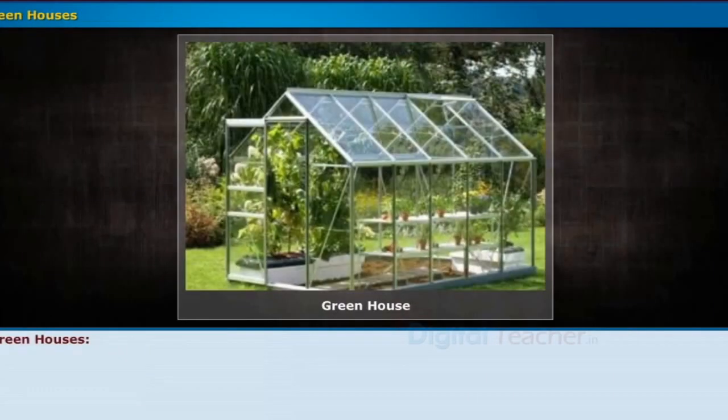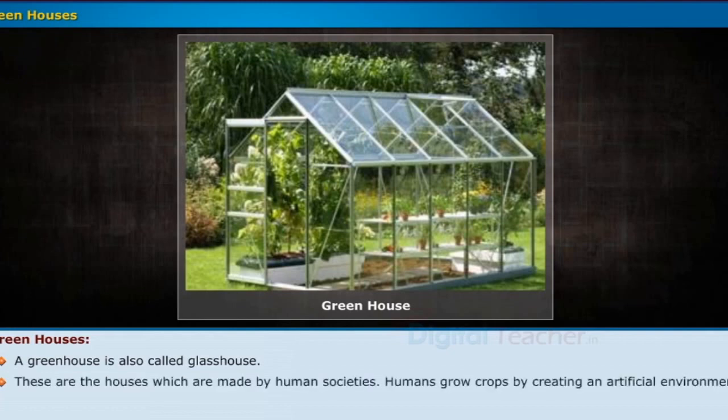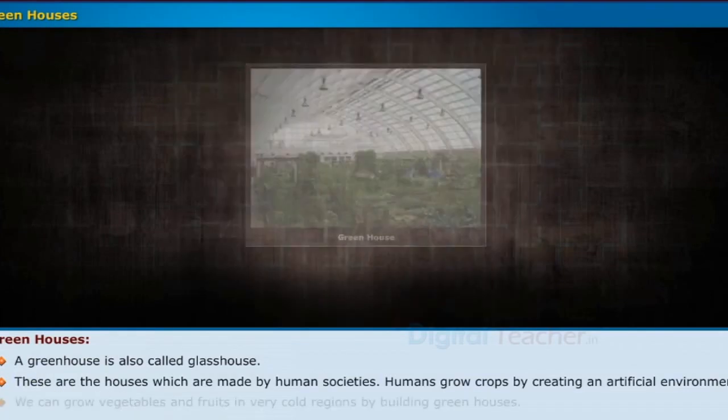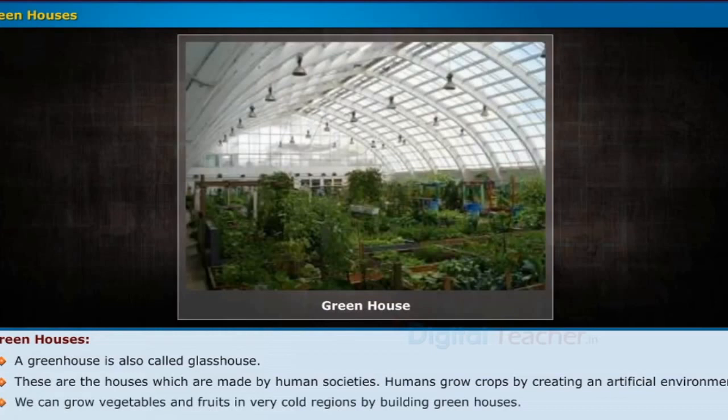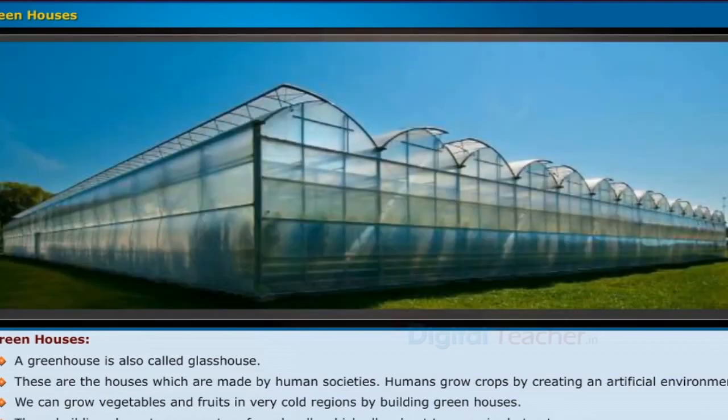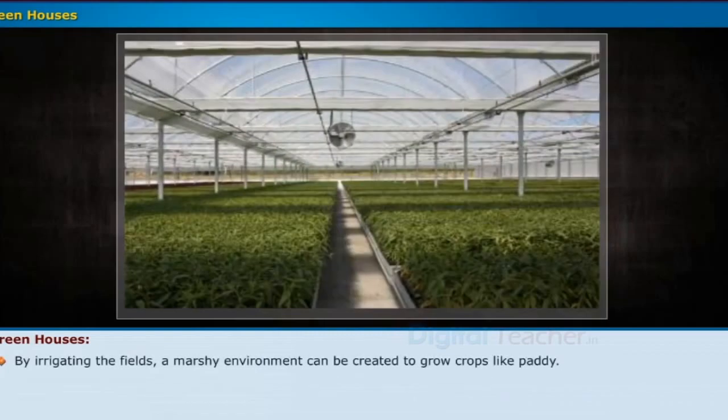We will now look at the topic greenhouses. A greenhouse is also called glasshouse. These are the houses which are made by human societies. Humans grow crops by creating an artificial environment. We can grow vegetables and fruits in very cold regions by building greenhouses. These buildings have transparent roofs and walls which allow heat to come in but not escape. By irrigating the fields, a marshy environment can be created to grow crops like paddy.